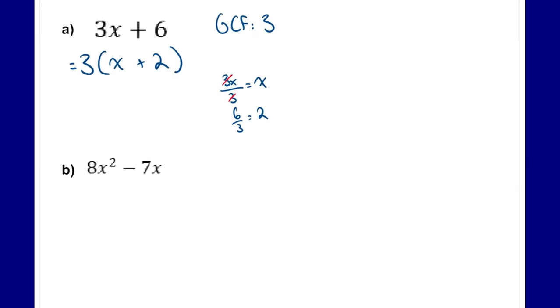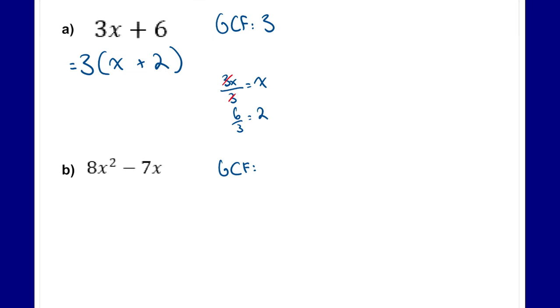For the next one, 8x squared minus 7x, again we're going to look for our greatest common factor. We're first going to look at the coefficients, the numbers. Is there a number that is common, or a factor that is common, between 8 and 7? There is not, other than 1, but that doesn't really change anything, so I'm not going to worry about that. Then I have to look at the variables.